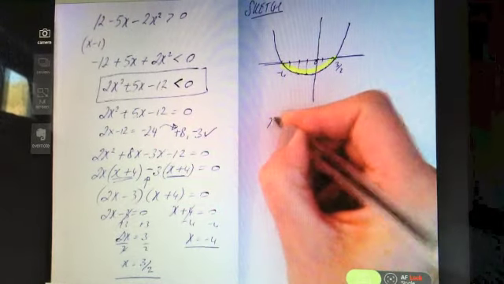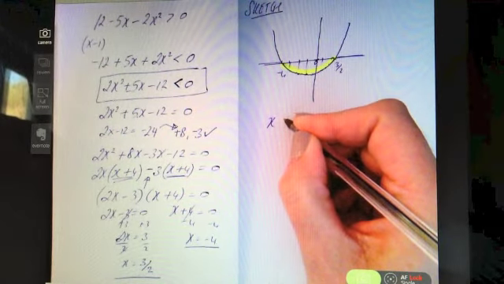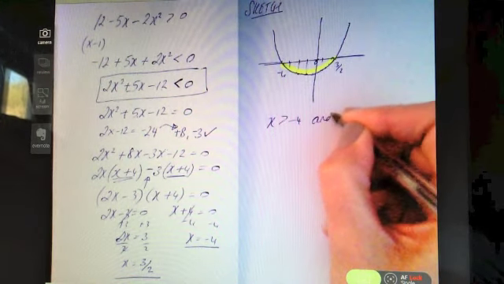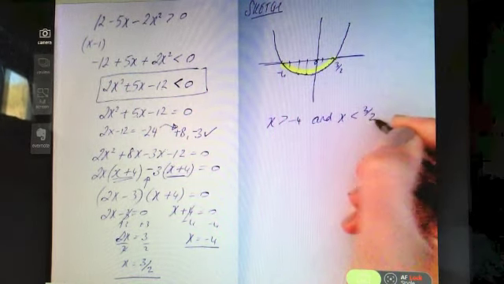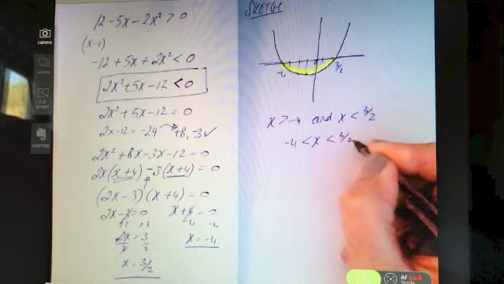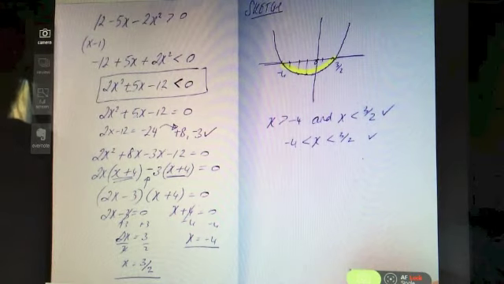So it is between minus 4 and 3 over 2. In other words, greater than minus 4 and less than 3 over 2. Again, either way you want to write that is correct.